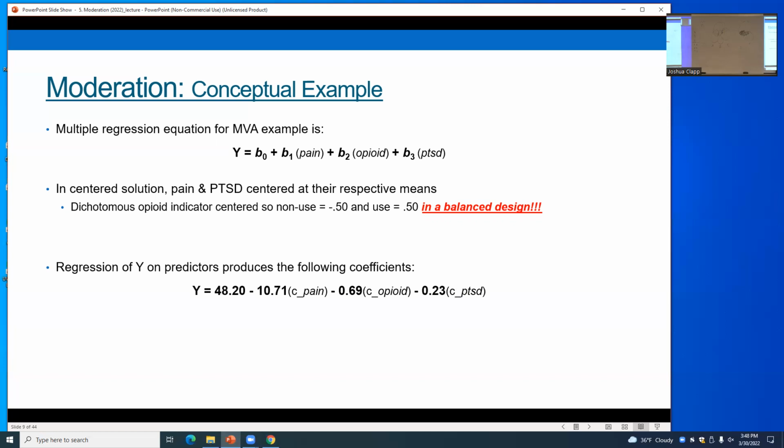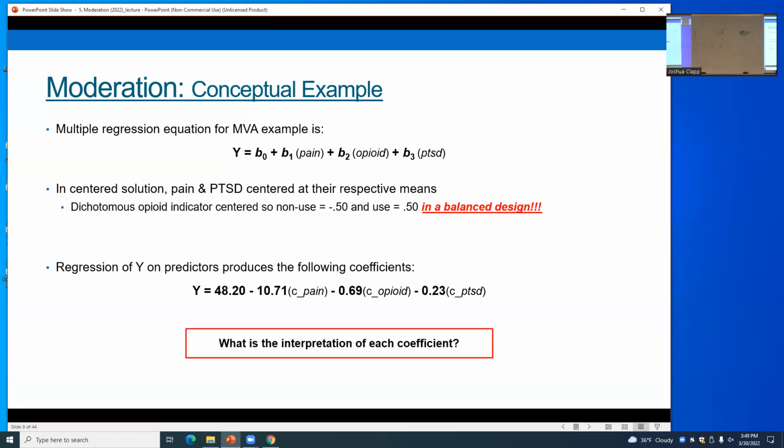As a result, we get the following model, okay? Our outcome is equal to 48.2 minus 10.71 times our centered pain value, minus 0.69 times our centered opiate use value, minus 0.23 times our centered PTSD. Okay. So what are each one of these coefficients? And what is this coefficient here? What does this tell us?